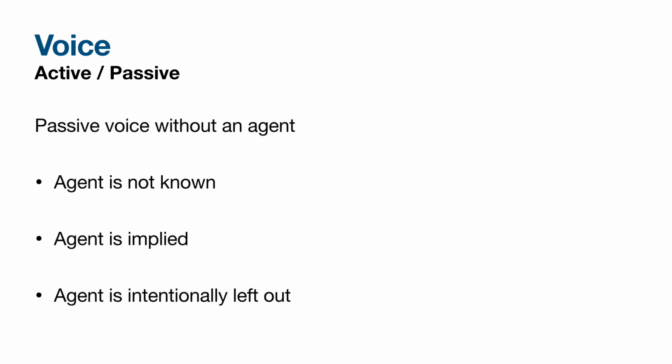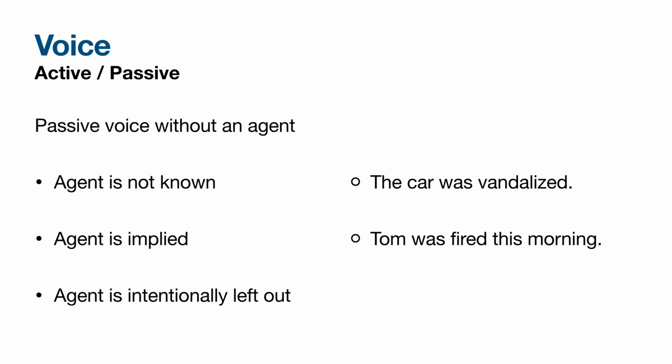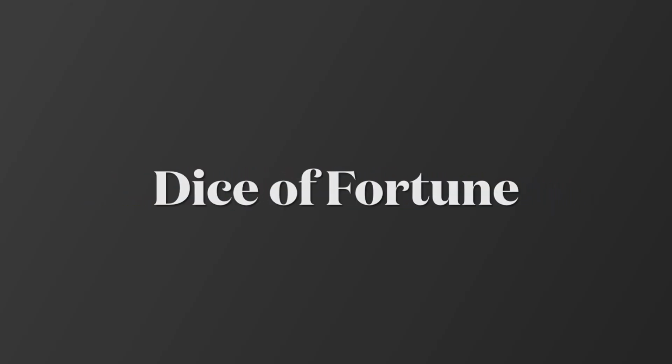Finally, let's look at some reasons why passive voice might omit the agent or the performer of the verb. It could be that the agent is not known. The car was vandalized. It could be that the agent is implied. Tom was fired this morning. We can infer that Tom was fired by his boss. Or it could be that the agent is intentionally left out to conceal the identity. Mistakes were made.